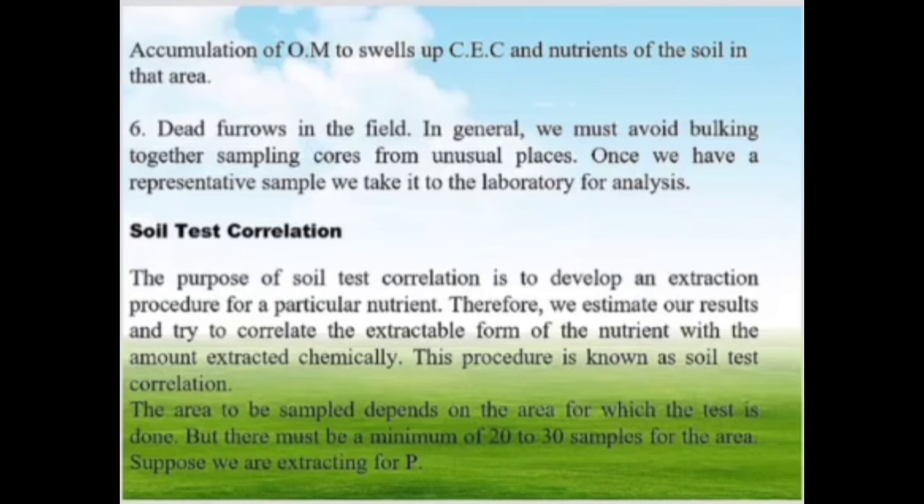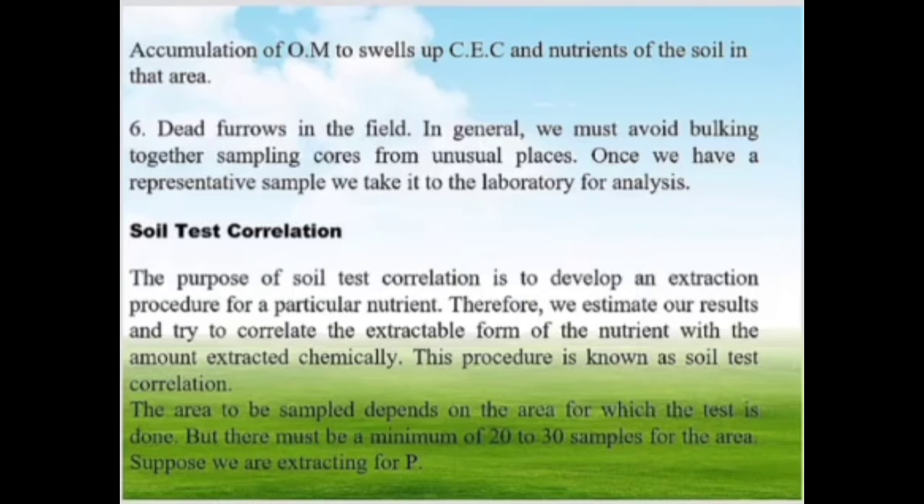Soil test correlation. The purpose of soil test correlation is to develop an extraction procedure for a particular nutrient. Therefore, we estimate our result and try to correlate the extractable form of the nutrient with the amount extracted chemically. This procedure is also known as soil test correlation. The area to be sampled depends on the area for which the test is done, but there must be a minimum of 20 to 30 samples for the area.